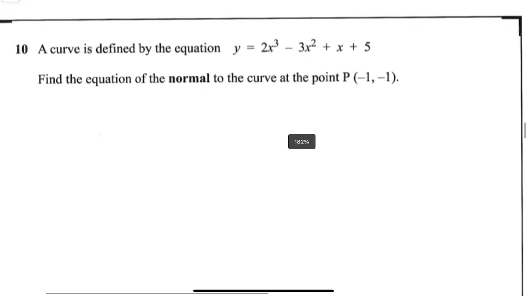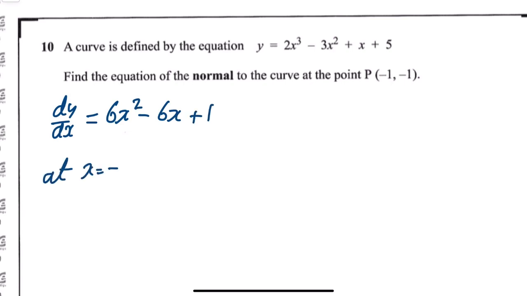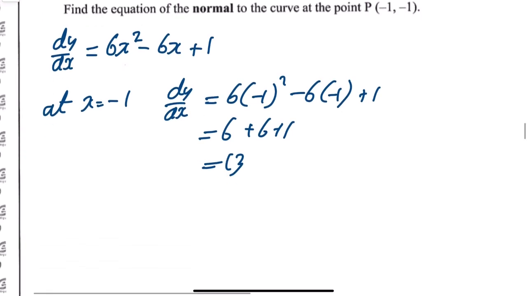Okay, next question says, a curve is defined by the equation y is equal to 2x cubed minus 3x squared plus x plus 5. Find the equation of the normal. So if you see the words normal, tangent, turning points, maximum, minimum, any of these words, you want to do your differentiation. So 6x squared minus 6x plus 1. And then at x equals minus 1, your dy by dx, your gradient. Remember, this dy by dx is a gradient function. So it's just going to be 6 plus 6 plus 1, which is 13.